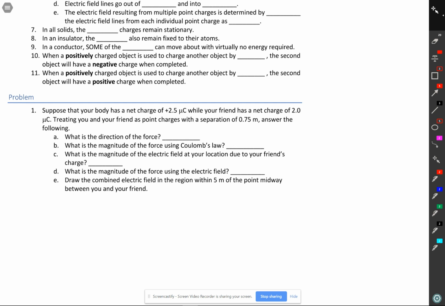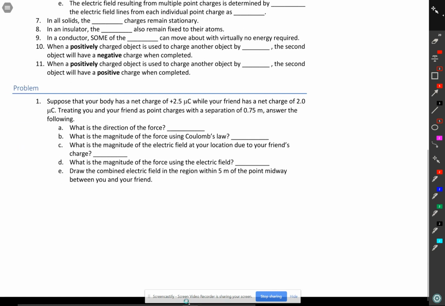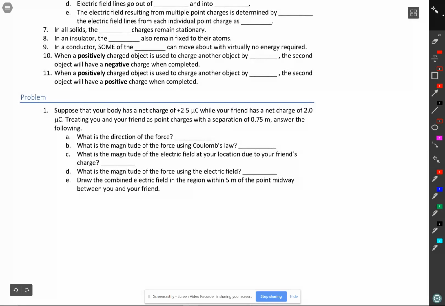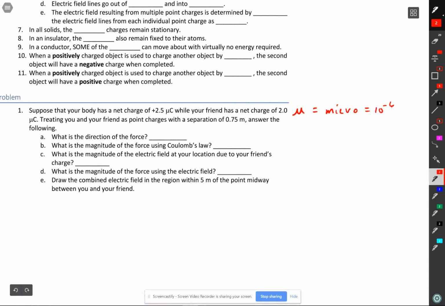Okay, looking at the single problem that I gave you for Chapter 18, here's the Chapter 18 worksheet. Suppose that your body has a net charge of plus 2.5 microcoulombs. Remember, mu, the Greek letter mu, equals micro. That's how we pronounce it when we put it as a prefix, and it's equal to 10 to the minus 6. So your body has a net charge of 2.5 microcoulombs, while your friend has a net charge of 2.0 microcoulombs.